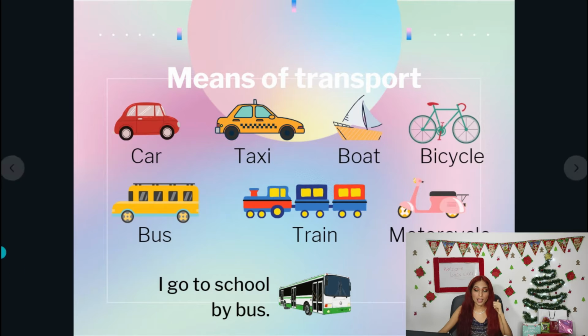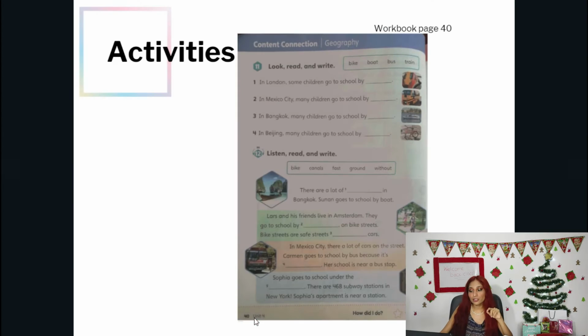For example, you could say, I go to school by car, I go to school by taxi, I go to school by bus, like me, or I go to school by motorcycle. Okay, so it's important to learn this. I go, for example, to the movies by taxi, and some others. Okay, so we're going to check the activities.